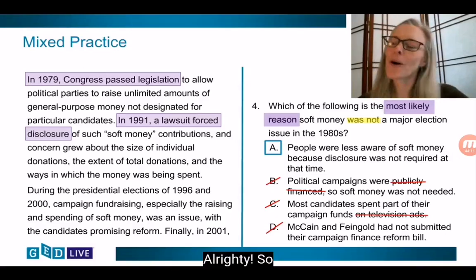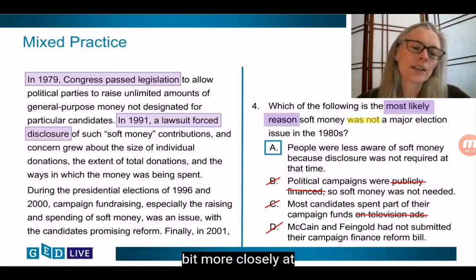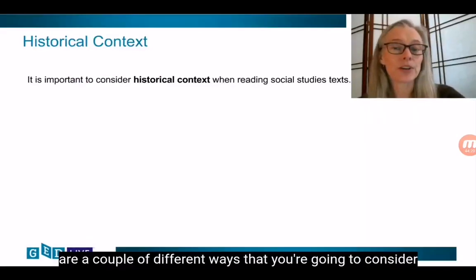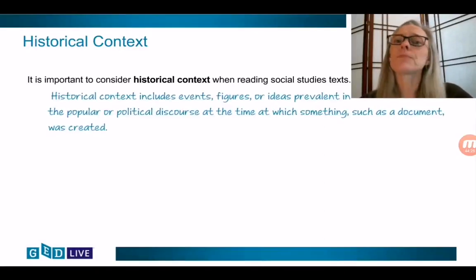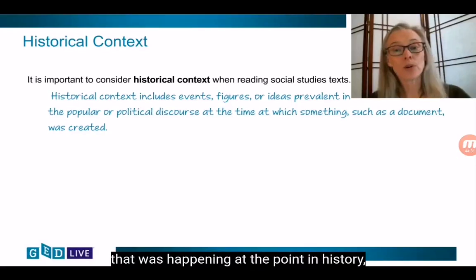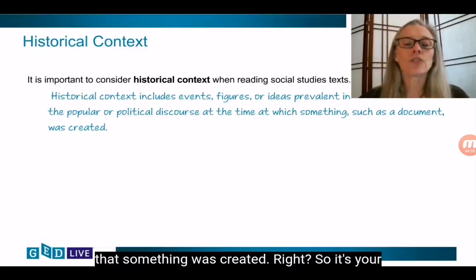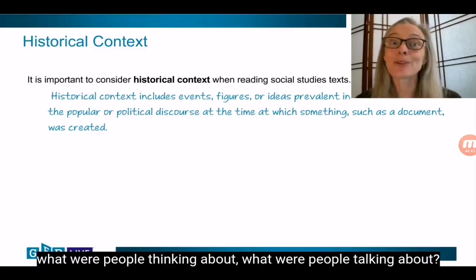Alrighty, so now let's go ahead and take a look a little bit more closely at context. And there are a couple different ways that you're going to consider context in GED social studies passages. One is historical context, right? Well, what is historical context? It is anything that was happening at the point in history that something was created, right? So it lists here events, figures, or ideas that were prevalent. What were people thinking about? What were people talking about?